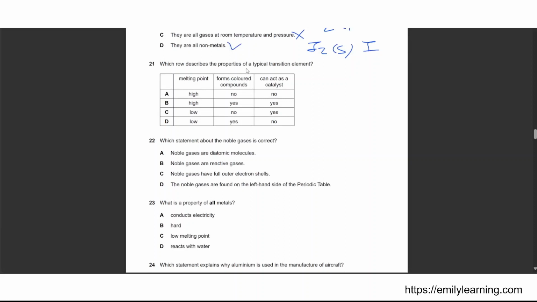Next, 21, which row describes the properties of a typical transition element? So transition elements, they have high melting point, they form colored compounds, and they act as catalysts. So it's high, yes, yes. So the answer is B.